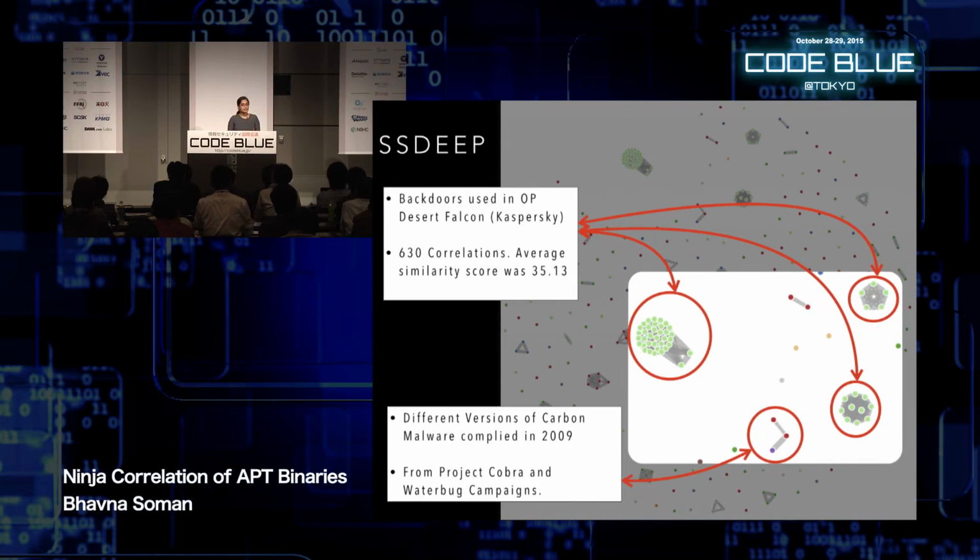These were different versions of the Carbon malware that were used in Project Cobra and the Waterbug campaign. This was an example of SSDeep being able to make connections between binaries used by the same actor in different campaigns.